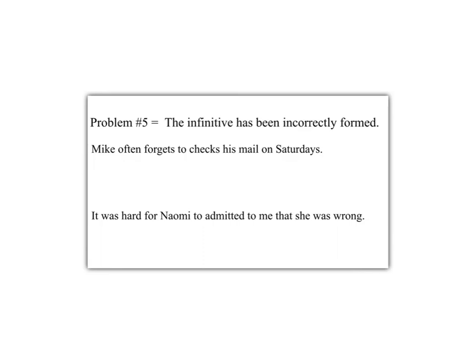Let's look at 2 examples. In number 1, Mike often forgets to check his mail on Saturdays. Forgets to checks? No, the infinitive is always just to plus the base form, so there's no S. He often forgets to check his mail on Saturdays. In number 2, it was hard for Naomi to admit it to me that she was wrong. No, right? It was hard for Naomi to admit, just the base form, to me that she was wrong.